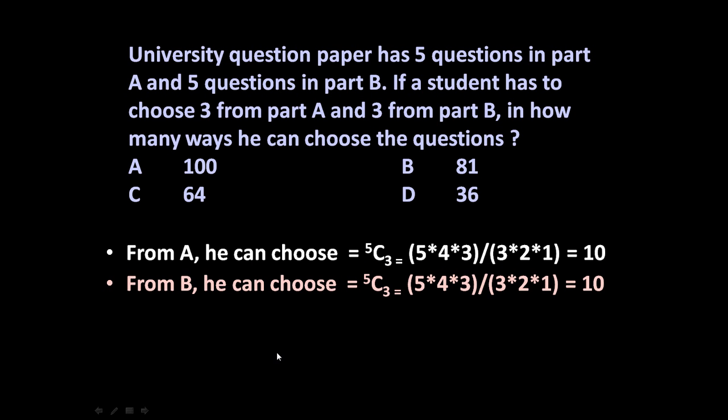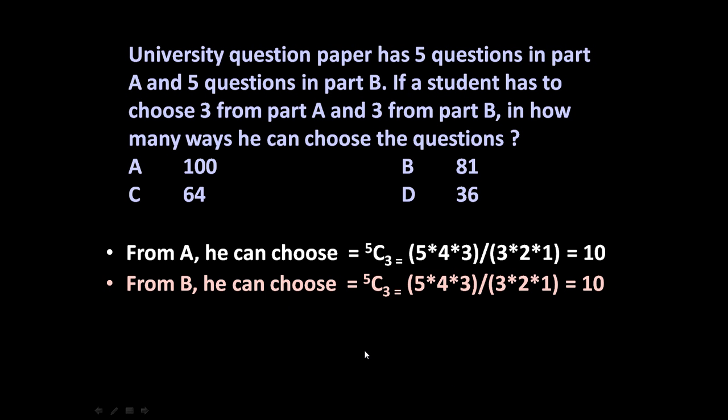Same thing for section B. From section B again he has to choose 3 out of 5. So he can choose in 5C3 ways, which means 5 into 4 into 3 divided by 3 into 2 into 1, which is equal to 10. So from section B also he can choose the questions in 10 different ways.